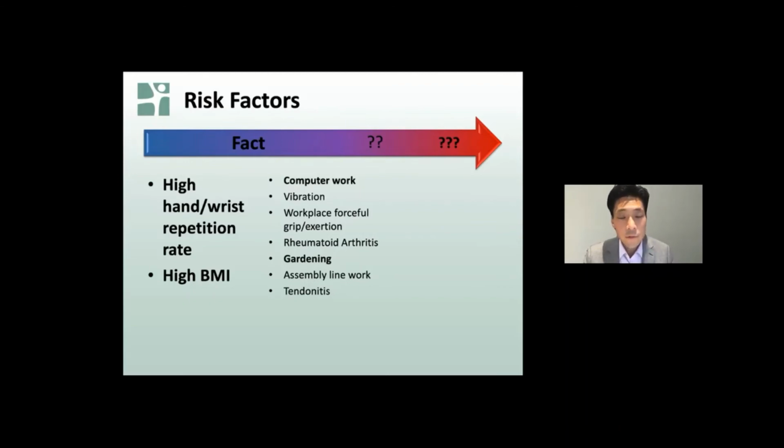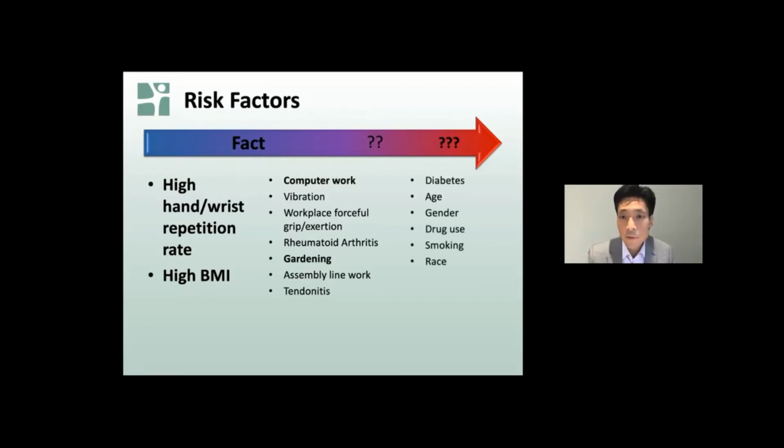Other things, rheumatoid arthritis can be an issue. I've seen a lot of people who garden a ton, especially during COVID. I think people who are outside doing a lot of work, this can be a real issue. And then tendonitis is also an issue. So assembly line workers, people who use their hands a lot, they develop tendonitis. This can squeeze that nerve and this can be a real problem.